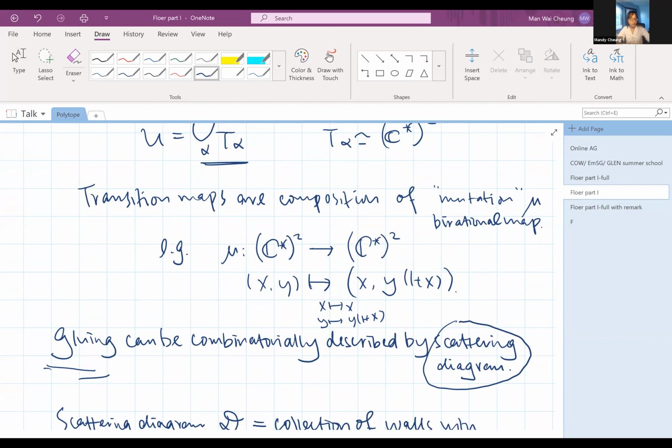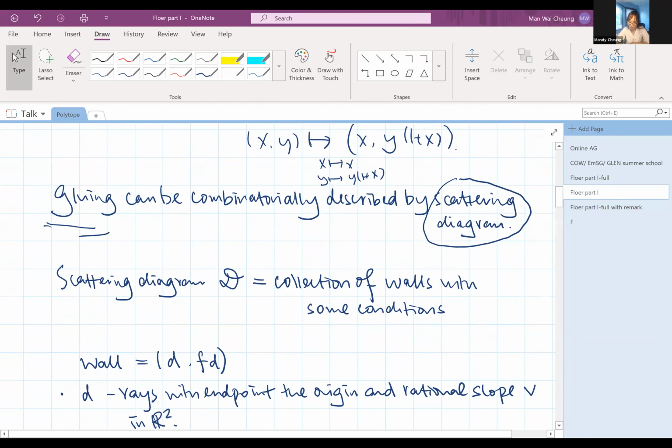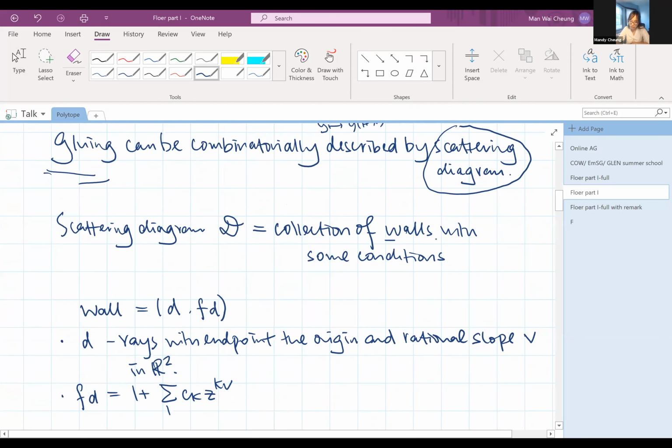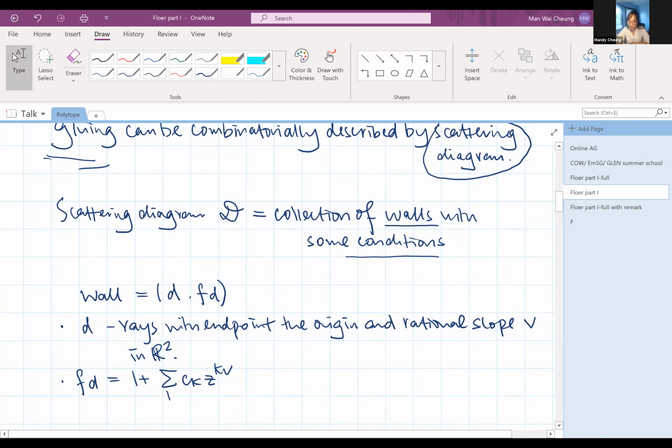There was a lot of discussion of scattering diagrams in the first two talks already, so again, I'll be rough. A scattering diagram is a collection of walls with some conditions: finiteness up to finite order, and consistency, as we had in the second talk today. The condition of consistency, maybe I should write a bit here, ensures that the gluing of tori is well defined, from this cluster perspective.